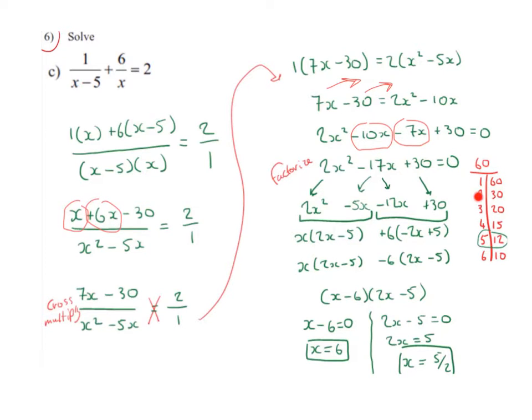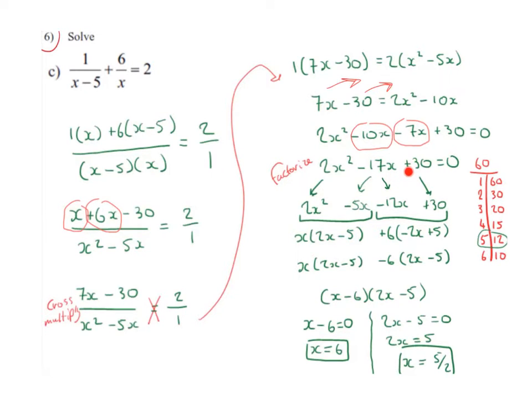1 by 60, 2 by 30, 3 by 20, 4 by 15, 5 by 12, and 6 by 10. So I bring down the 2x squared here, and I bring down the plus 30 here, and I need to figure out what these two terms are going to be. I know that when I add or subtract them, they need to give me minus 17. So I need to choose one of the factor pairs that when I add or subtract them, gives me minus 17. But before I do that, I'm going to figure out what the signs are going to be.